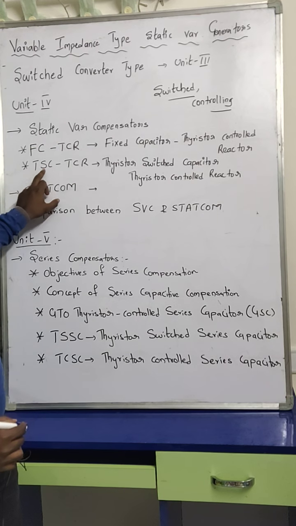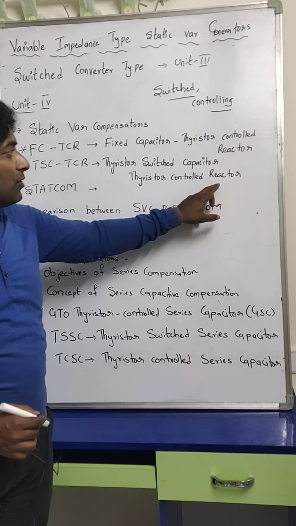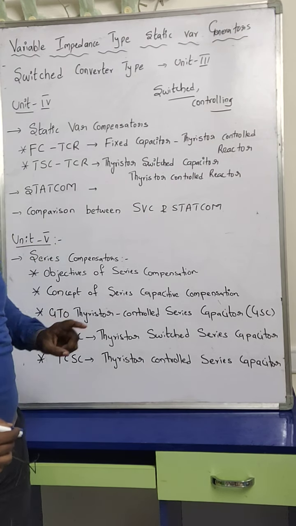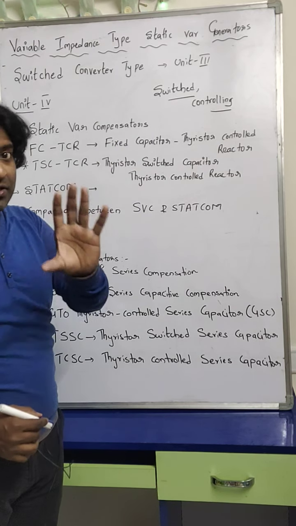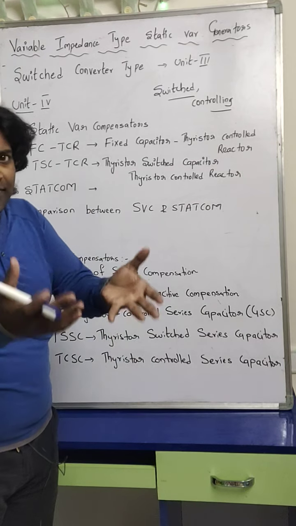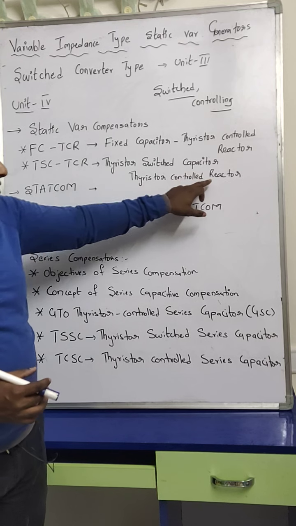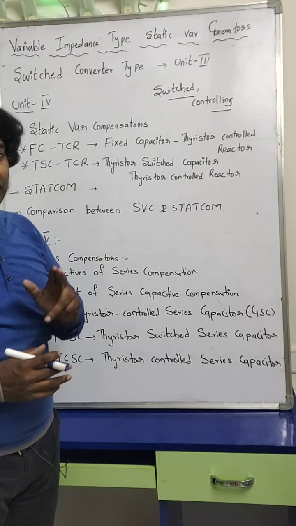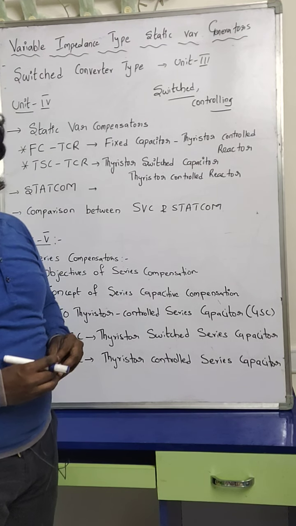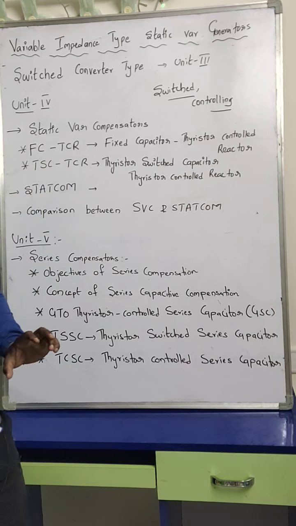Next type is TSC-TCR. Thyristor switched capacitor, thyristor controlled reactor. I already told you, switching means we are going to connect a capacitor or reactor of fixed value. So into the system, a fixed value of capacitance or reactor will be added. Controlled means we can obtain different reactance values by varying the current flow, or nothing but the firing angle of the thyristor. And in that fourth unit, another half is STATCOM.